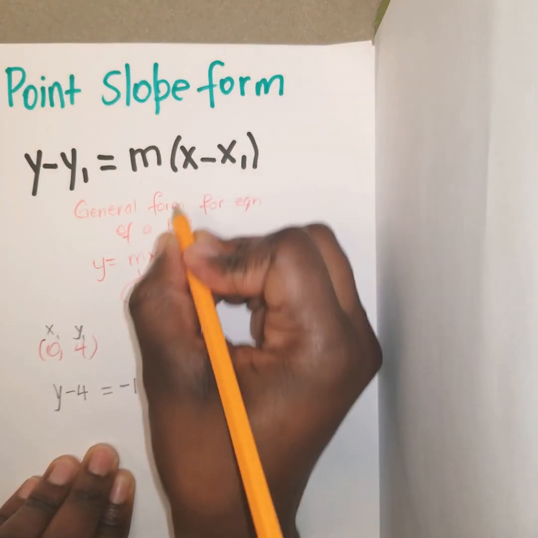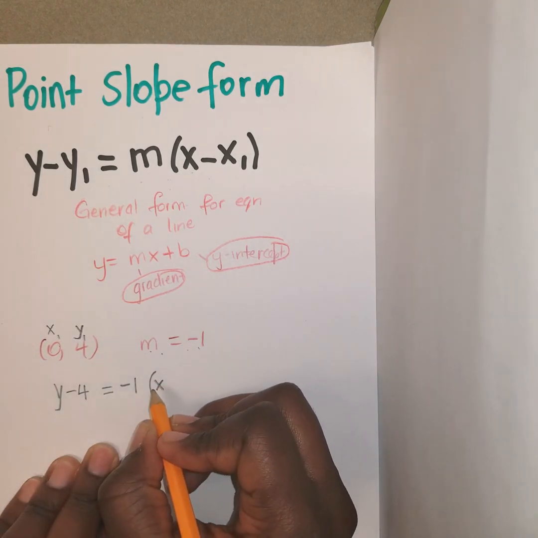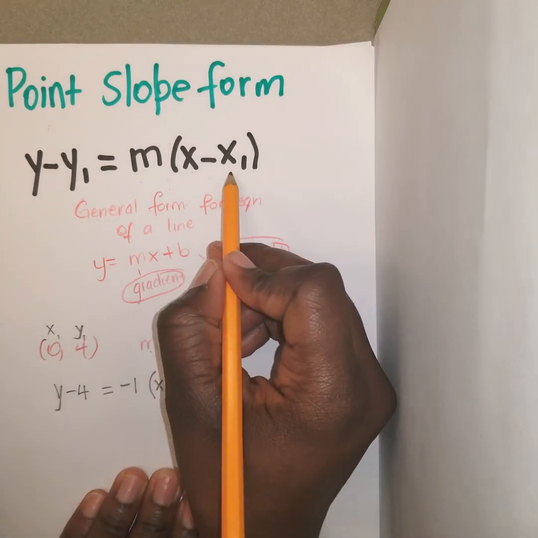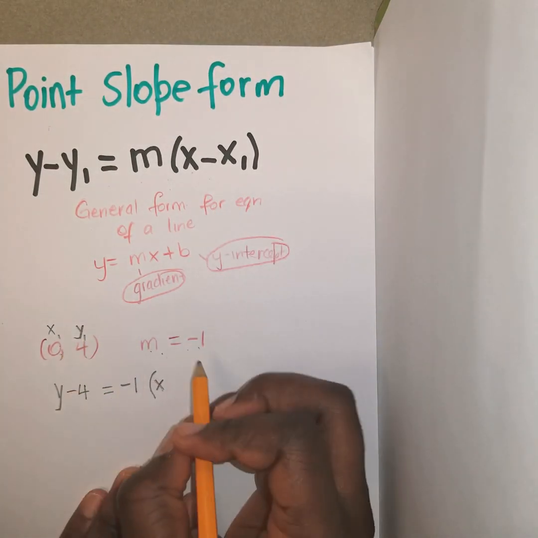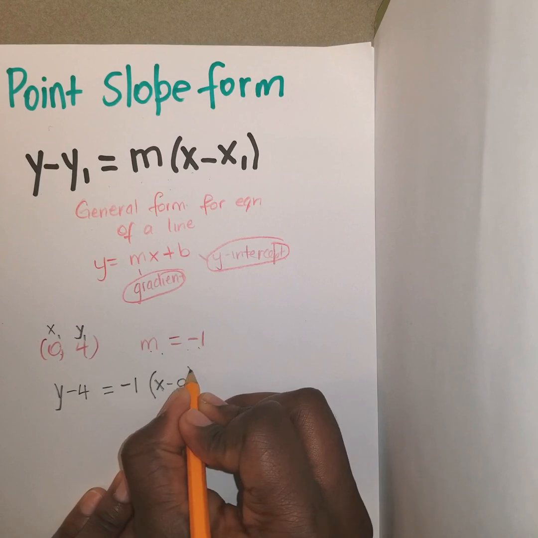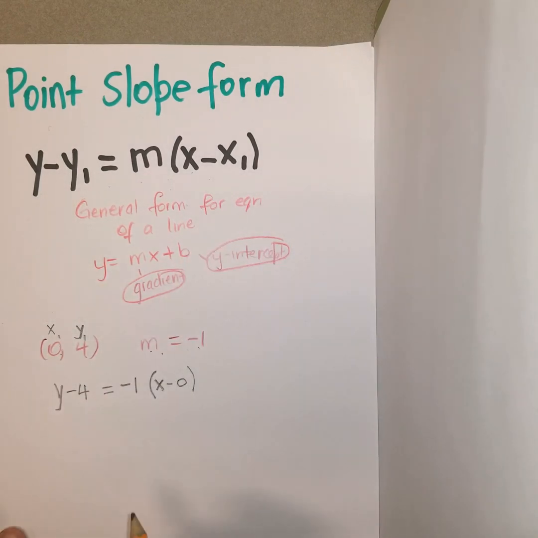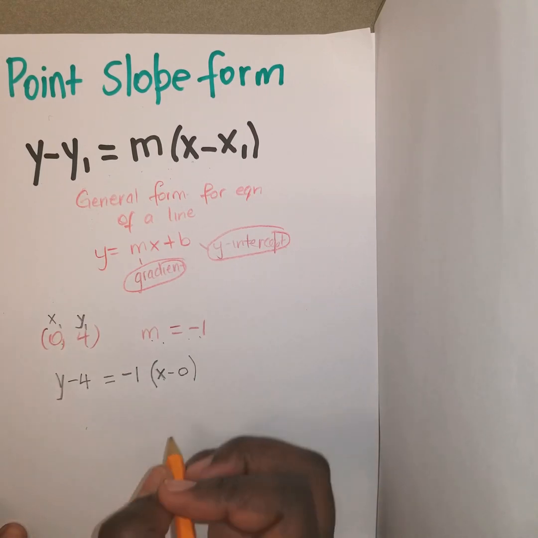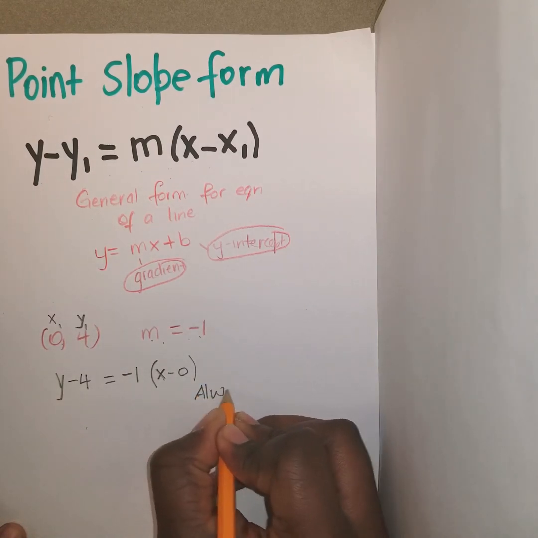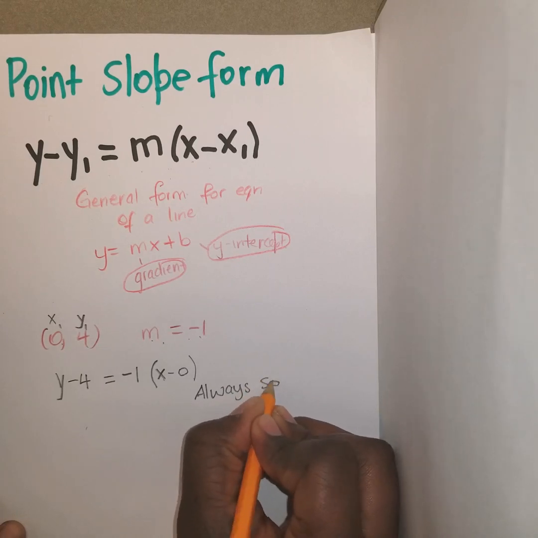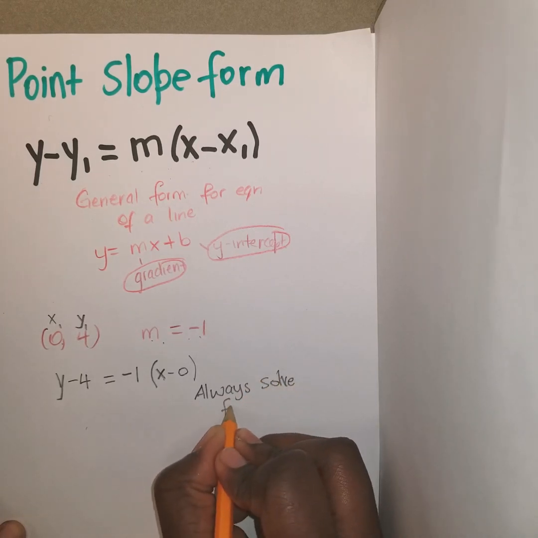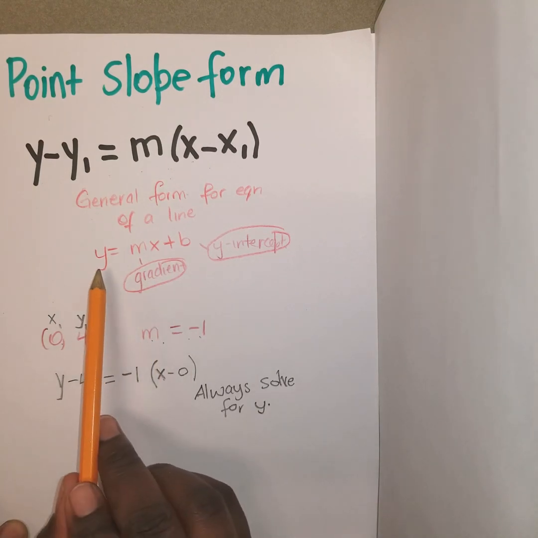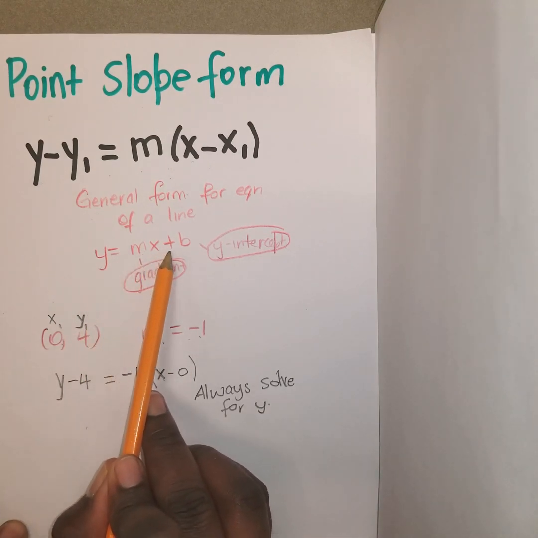We're going to write back the x, because the x would be the variable of the slope. And the x1 for us is 0. So it's x subtract 0. What do we do from here? After substituting, we need to go ahead and solve for y. So our goal right here is to always solve for y. That's very important if you want to put it in the form y equals mx plus b.